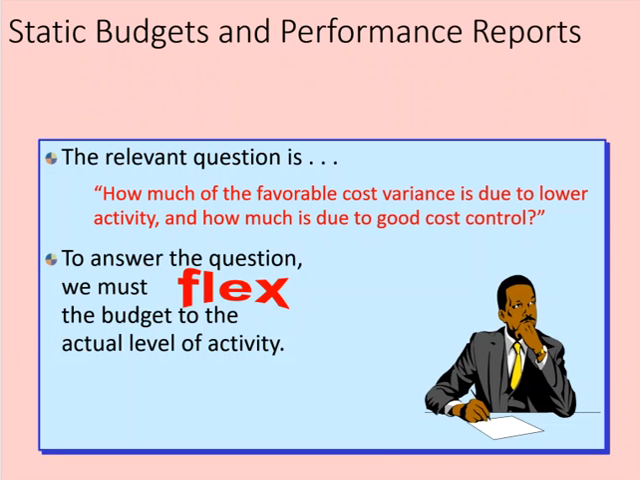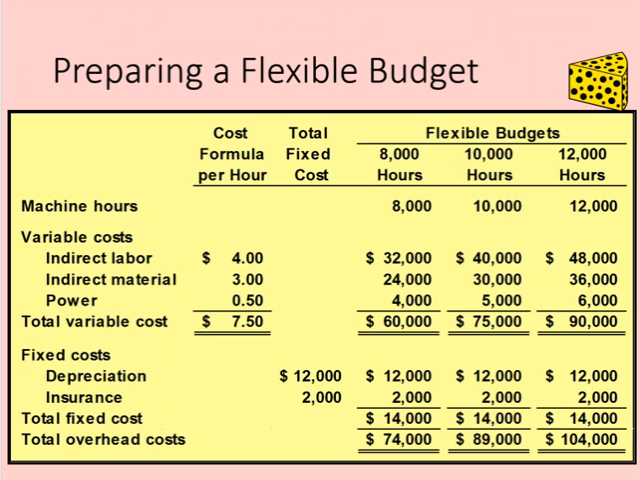So the relevant question then is, how much of the favorable cost variance is due to lower activity and how much is due to good cost control? So we do need to flex the budget to the actual level of activity before we can make that decision. So here's an example where we can show the flex budget at 8,000, 10,000, and 12,000 hours. So we would have multiple points where we could compare actual versus budgeted.